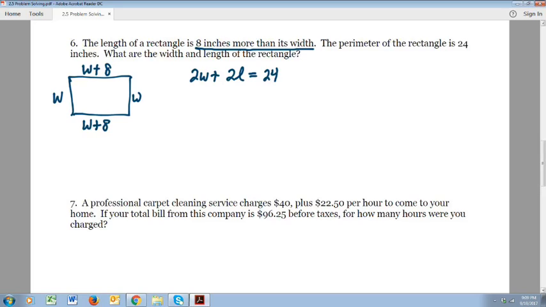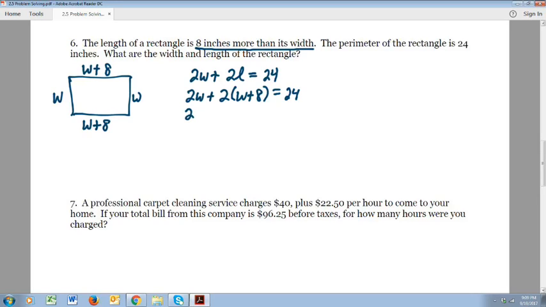And we know that the perimeter is 24. I already put that in. We do need to put in, we know that 2 times W here is our width, so we don't need to do anything there, but the length, we should plug in W plus 8 for length, and this equals 24.